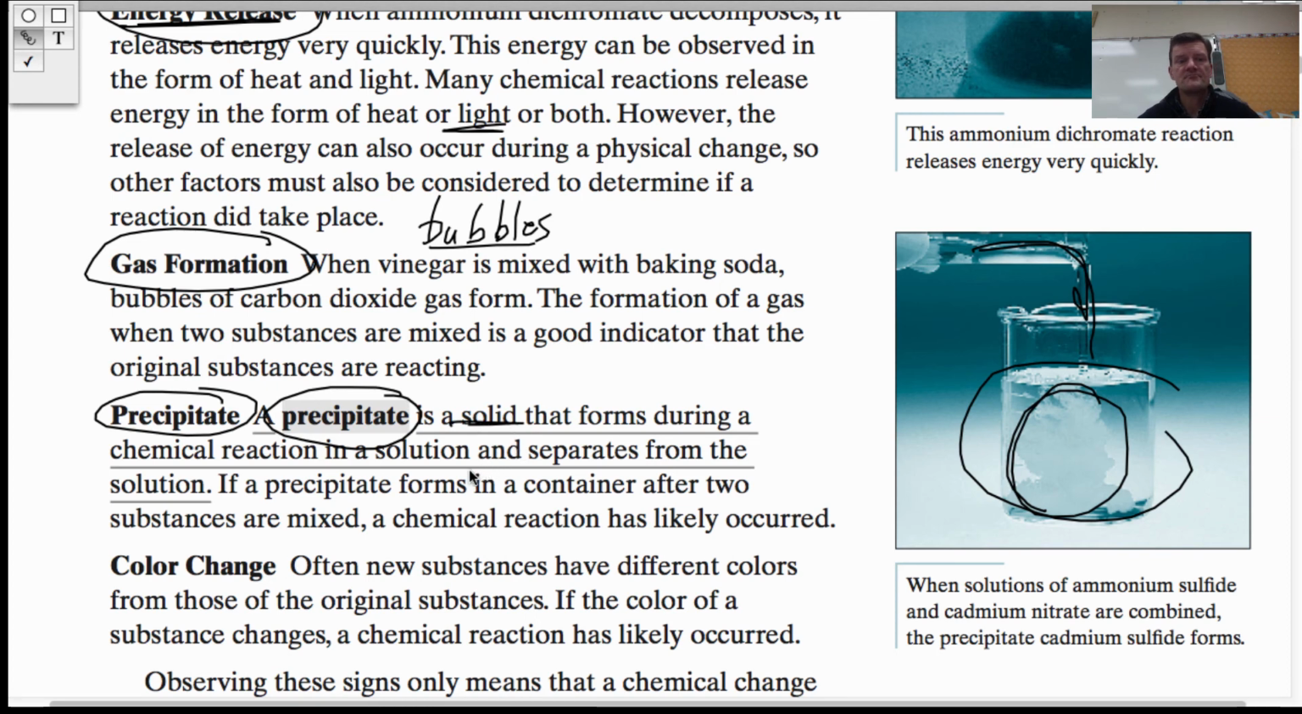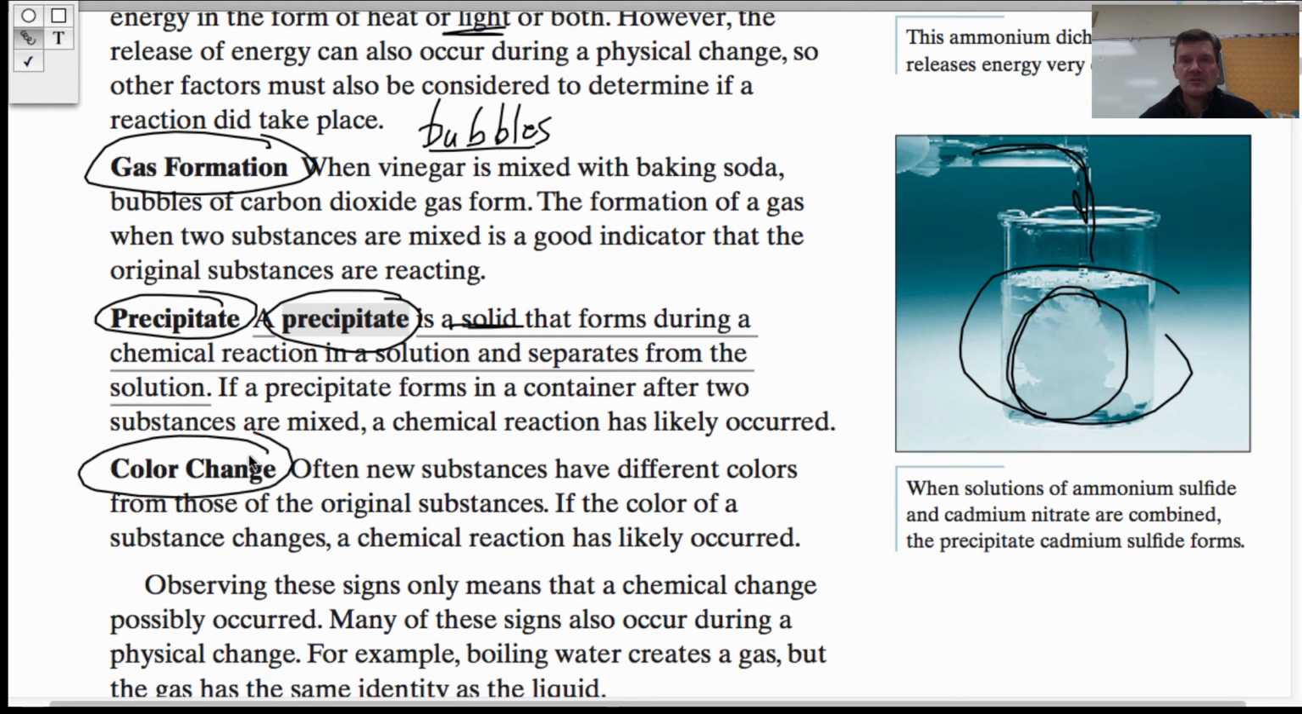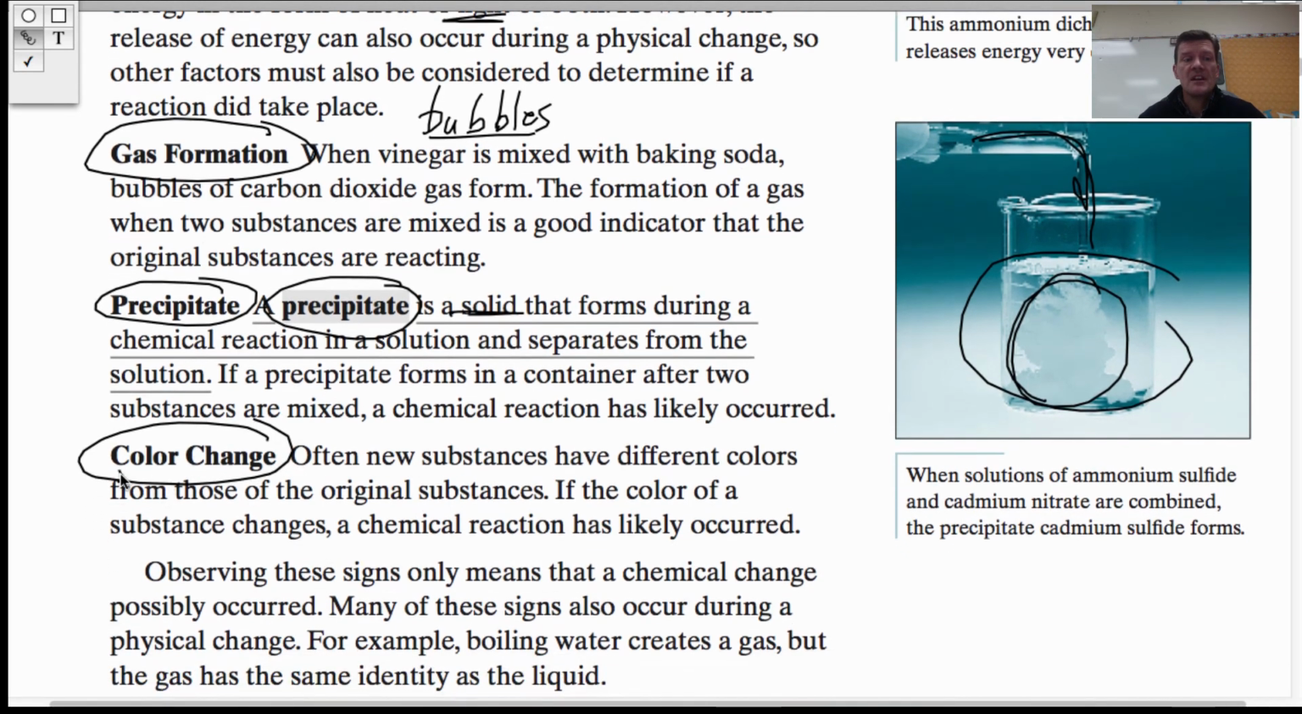Okay? There might be a color change. So if you mix 2 solutions, or maybe something burns, or whatever the case may be, often a color change is a good indicator that there's a chemical reaction. Not a guarantee, but it's a good indicator.